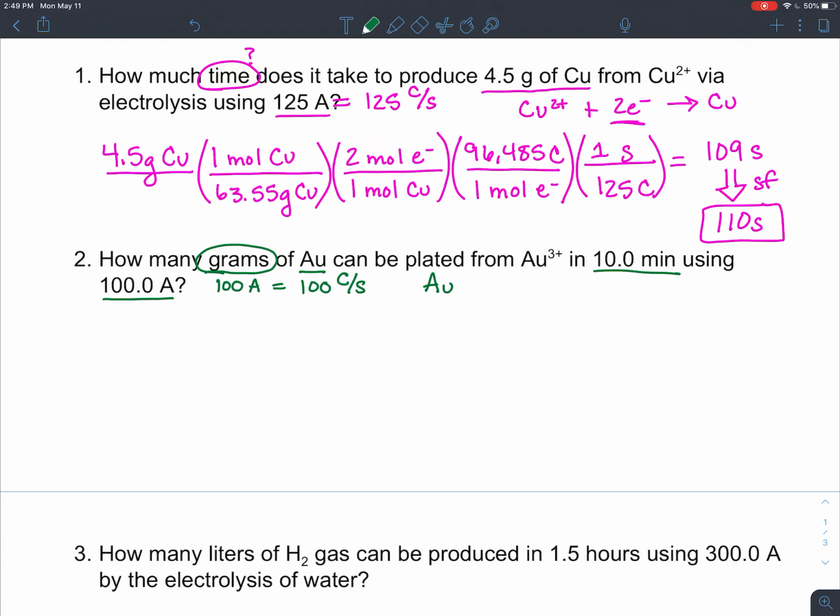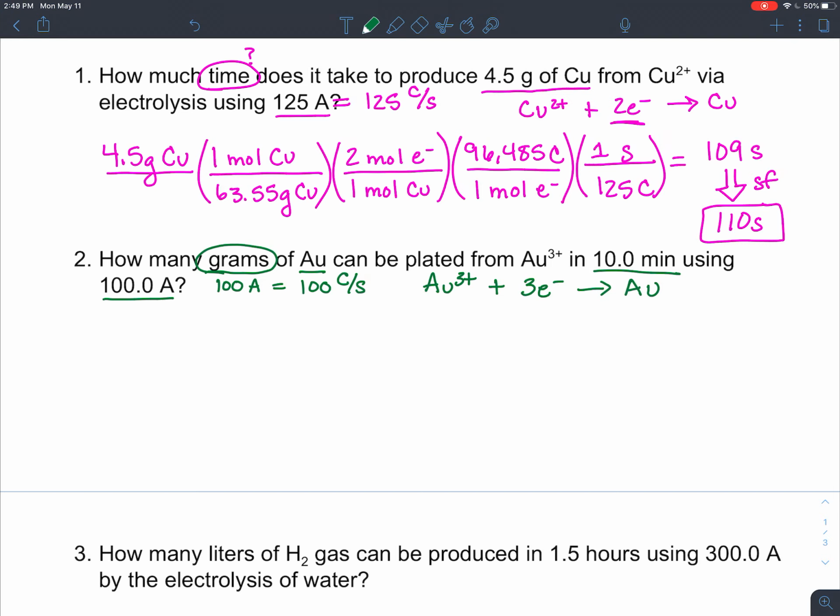And we know that that's going to be a transfer of 3 electrons, because if we have gold, which is a 3+ ion, which is what we're given here, it has to be 3 electrons, to go between that and solid gold.